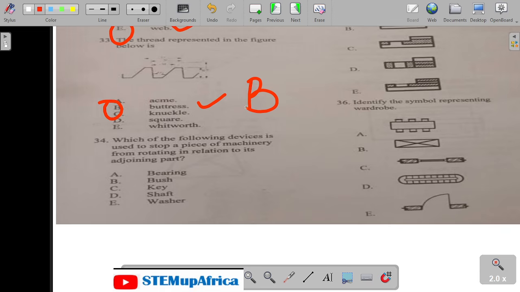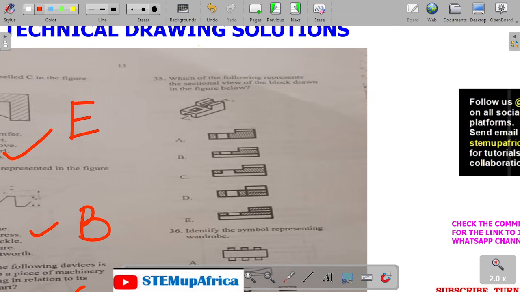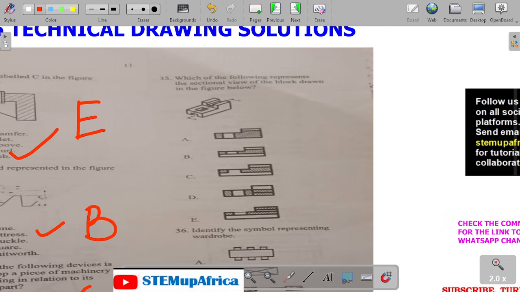Number 34, which of the following devices is used to stop a piece of machinery from rotating in relation to joining parts? In relation to joining parts, 34, that is the key, which is C. Now here we have a section view. They call the parts. This hole is called, this edge was not called, so we are going to have B as our answer. 35 is B.